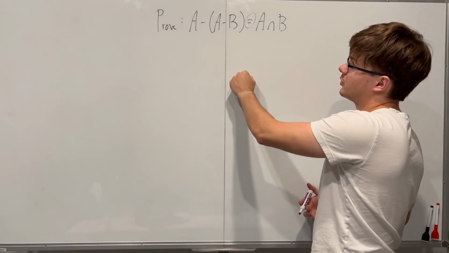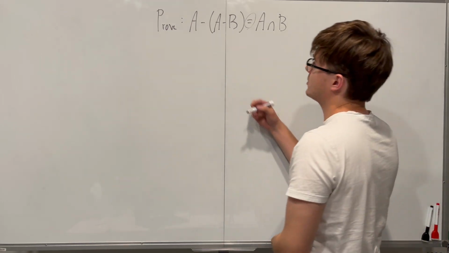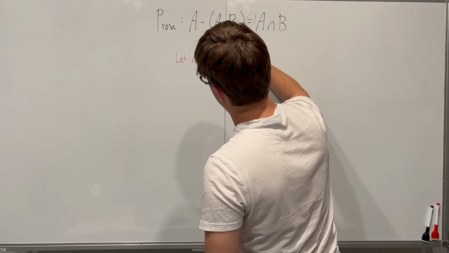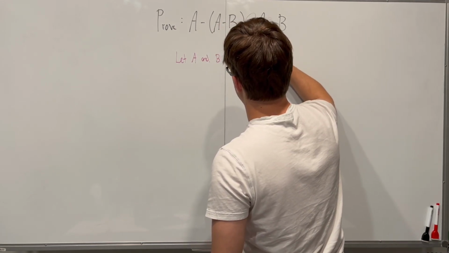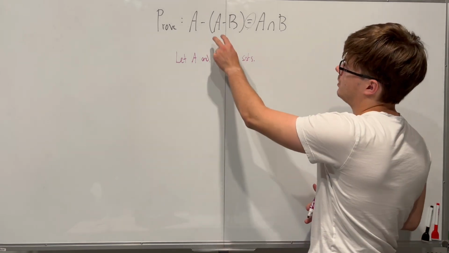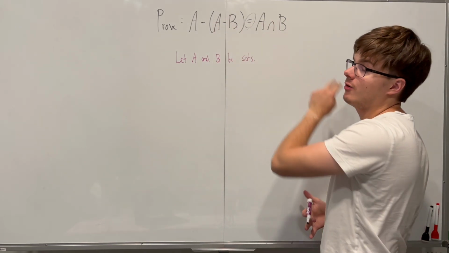Notice that this is a for all proof because we're looking at any set A and B, so we're going to start with a let. Let A and B be sets. Fantastic. Now we can get into our first case, which will be showing the left-hand side as a subset of the right-hand side.